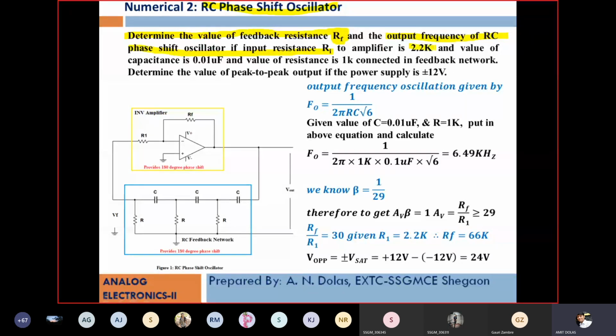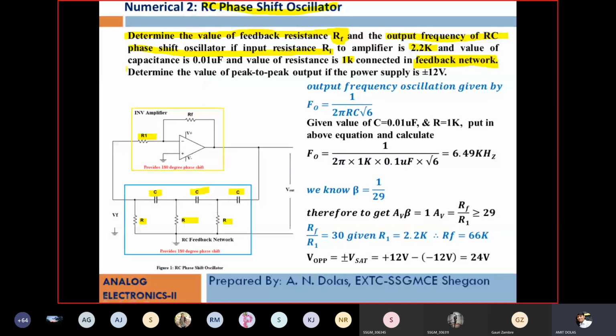If input resistance is 2.2K, meaning this R1 is given, which is 2.2K, and the value of capacitance is 0.01 microfarad, and the value of resistance is 1K. This feedback resistance is given, that is 1K, connected in the feedback network. So don't get confused in the values given. Don't put 2.2 here and 1K there. The feedback network has 1K, and at the input of the amplifier it is 2.2K, and you have to calculate the value of RF.